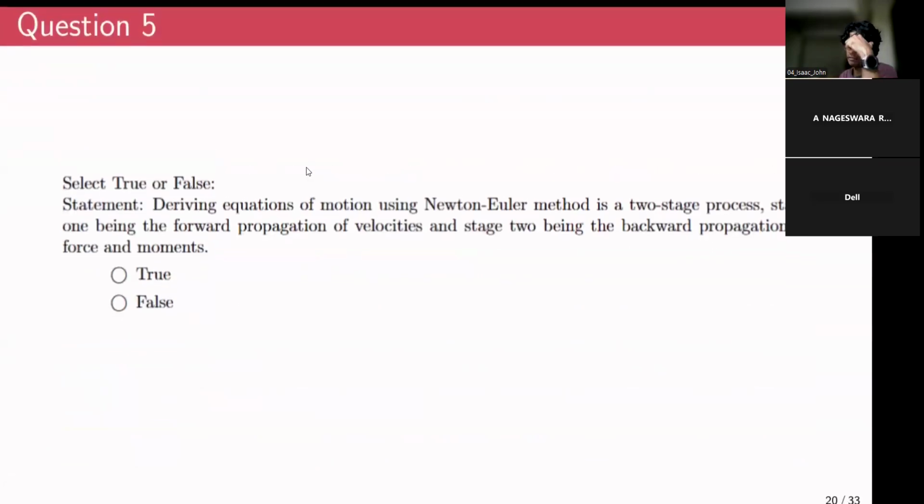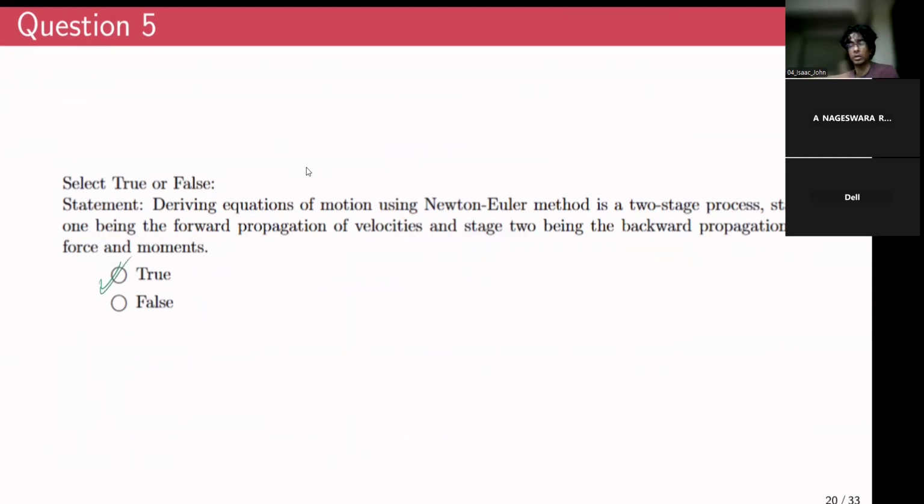Moving on to question 5. Deriving equations of motion using Newton-Euler method is a two-stage process. Stage 1 being the forward propagation of velocities, and stage 2 being the backward propagation of forces and moments. So that is already true. We have discussed this many times.